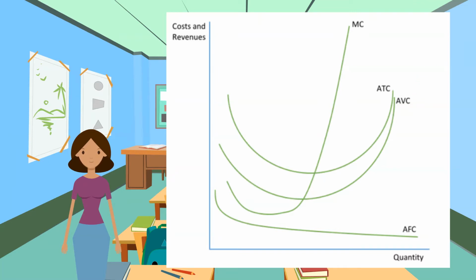since AFC gets smaller. The marginal cost, or MC, will also be U-shaped due to the law of diminishing marginal productivity. It will initially fall as the machines are used more efficiently, but will rise as production continues to rise. The marginal cost line will always cut the average cost line at the lowest point on the average cost curve.